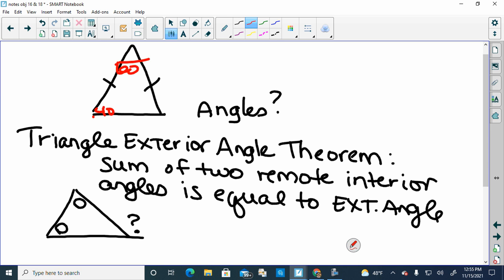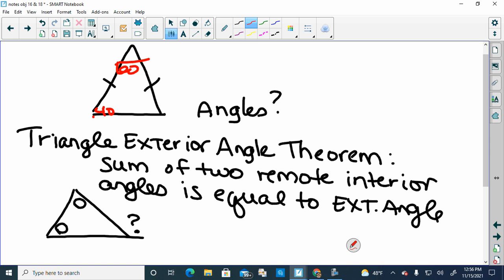Okay, so the triangle exterior angle theorem. I don't know if you remember this from last year, when we talked about remotes. We don't use a remote for something that's right next to us. We use a remote to reach something across the room, to turn the TV on. So, triangle exterior angle theorem: the sum of the two remote interior angles is equal to the exterior angle.